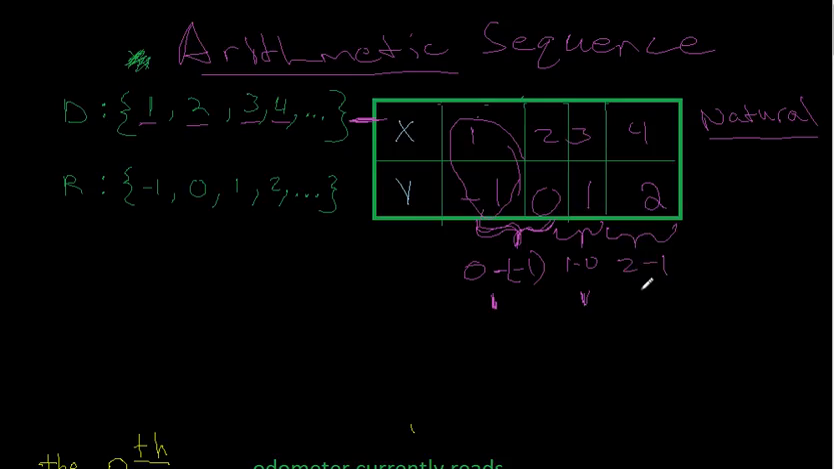Yeah, 2 minus 1. So if you find this pattern continues, you're always going to find the common difference is 1. So if you find a common difference, it's always the same, then in this case it's just 1. Then you have an arithmetic sequence, okay? So let's move down to the next part here.